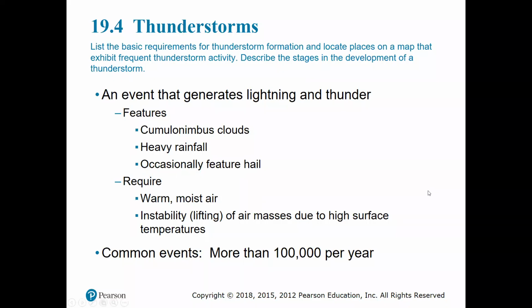So now that we've talked about the air masses and frontal boundaries and these mid-latitude cyclones, now we're going to look at the weather, particularly the severe weather that can result from these. And we're going to look at three types: thunderstorms, tornadoes, and hurricanes.